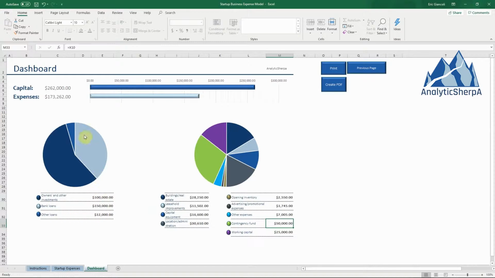Over here, this is all of your capital. And you can see most of the capital here at AnalyticSherpa is coming from owners and other investments. And here you get a nice little pie chart of all of your expenses. And you can see most of the expenses right now are coming out of our contingency fund and our working capital, which is great. That means we have a bulk of our expenses are just for protection. So here's your dashboard, and immediately you look at that and go, we're ready to start our business or take it to the next level. Very, very simple, very, very easy.